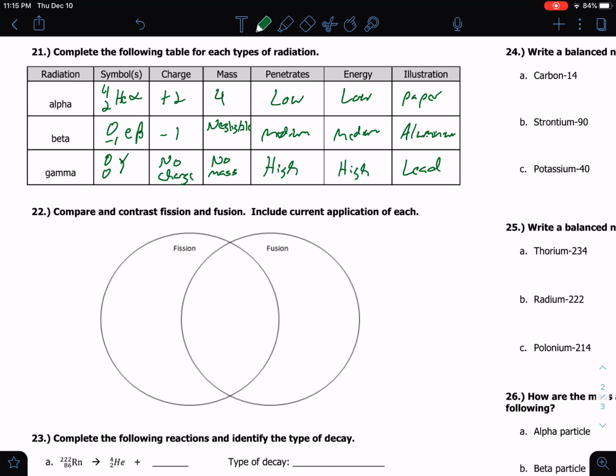Okay, so 22. Compare and contrast fusion and fission. The main thing you need to know is that fission is when you break something apart, and fusion is when you combine together. They both produce a lot of energy.